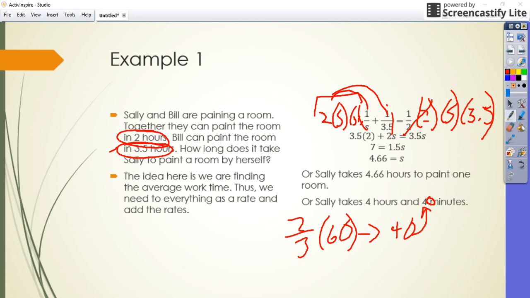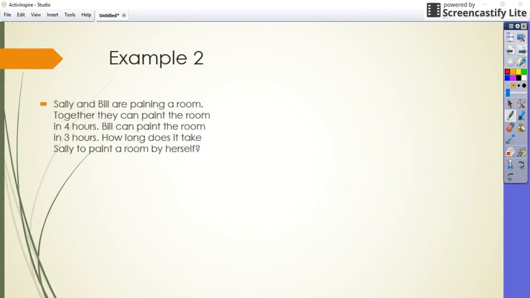All right. So here's another example. We'll work this one together. So Sally and Billy again here are painting a room. Apparently they don't keep a standard time frame. Maybe it's a different size room. Together they can paint the room in 4 hours. Bill can paint the room in 3 hours. How long does it take Sally to paint the room by herself?